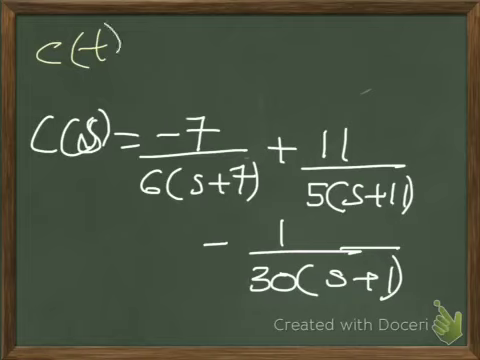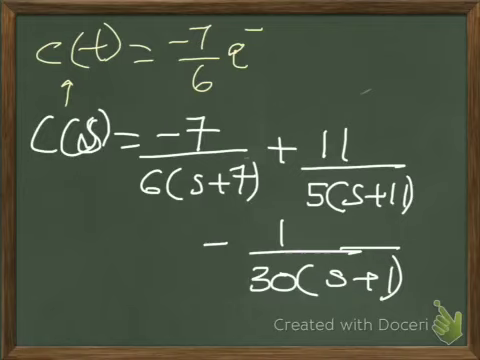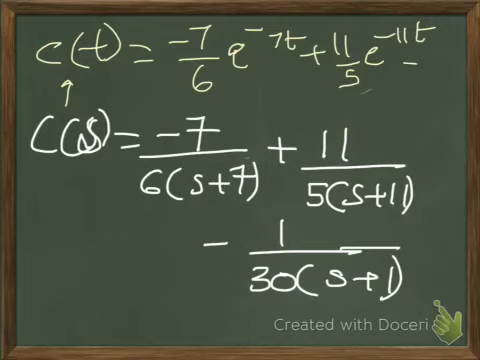and this is what you will get: c of t, which is Laplace inverse of C of s, is minus 7 by 6 into e power minus 7t, plus 11 by 5 into e power minus 11t, minus 1 by 30 into e power minus t. So this is the equation for the time response, for the impulse time response.